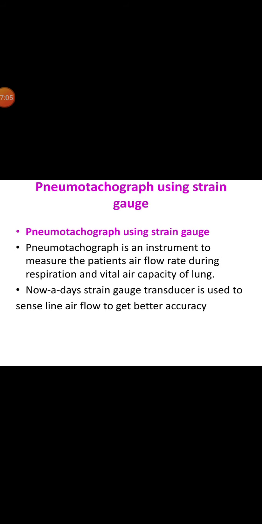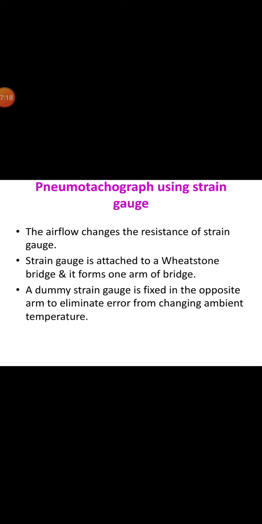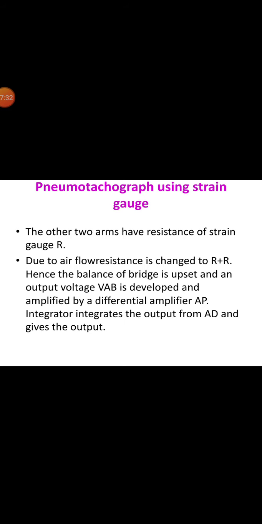Pneumotachograph using strain gauge is an instrument to measure the patient's airflow rate during respiration and the vital capacity of the lung. Nowadays, strain gauge transducers are used to sense the airflow to get better accuracy. The airflow changes the resistance of the strain gauge. The strain gauge is attached to a Wheatstone bridge and it forms one arm of the bridge. A dummy strain gauge is fixed in the opposite arm to eliminate error from changing ambient temperature. The other two arms have resistance of a strain gauge.